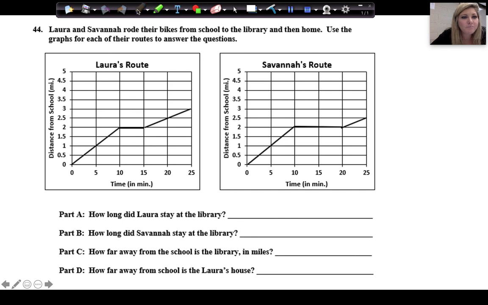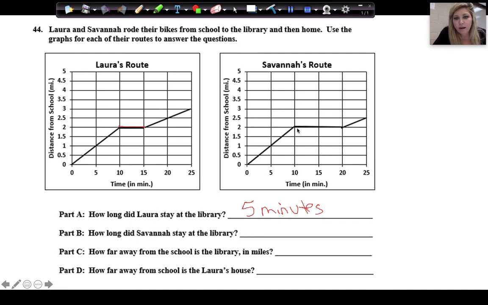Okay, last one. Laura and Savannah rode their bikes from school to the library and then home. Use the graphs for each of their routes to answer the questions. How long did Laura stay at the library? Well, she rode to the library, she stayed at the library, and then she went home. So she stayed for 5 minutes. That wasn't very long, Laura. Shame on her.